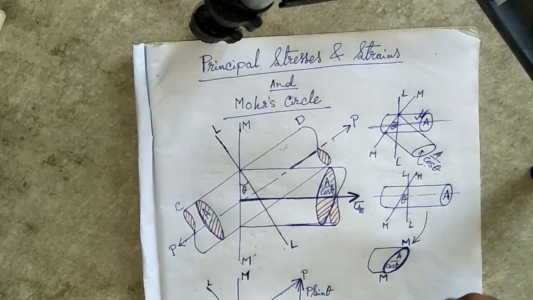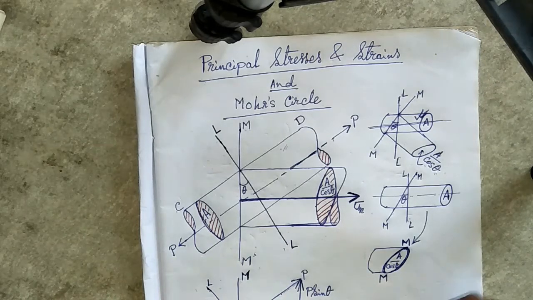Today we are going to start a chapter on principal stresses and strains and Mohr's circle. In this chapter we will learn what principal stresses are, what mutually perpendicular direct stresses are, and how to draw the Mohr circle.